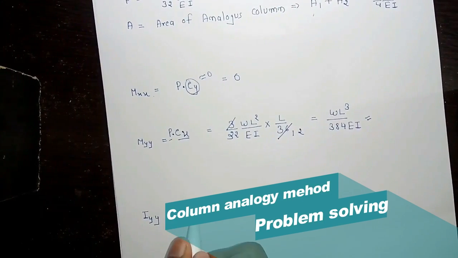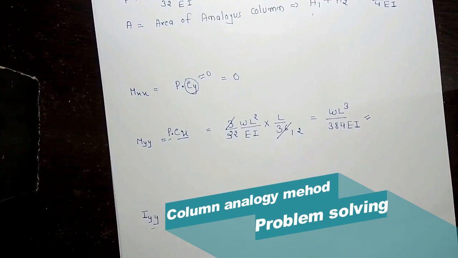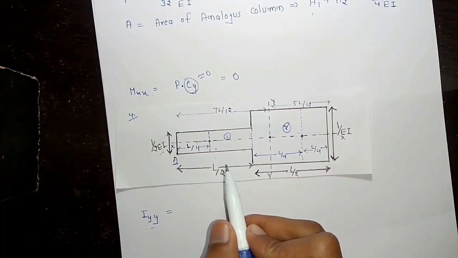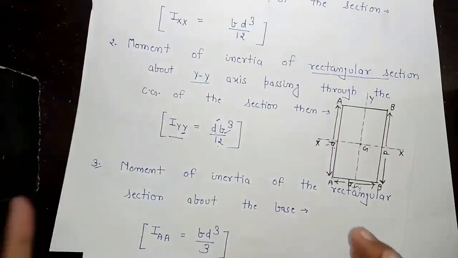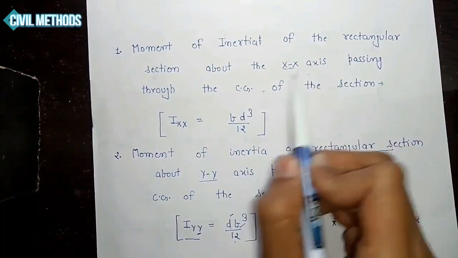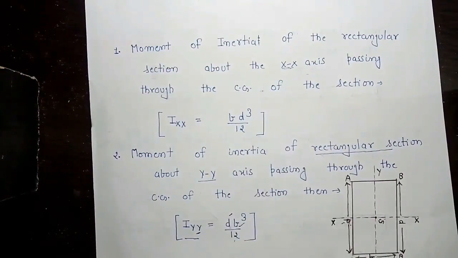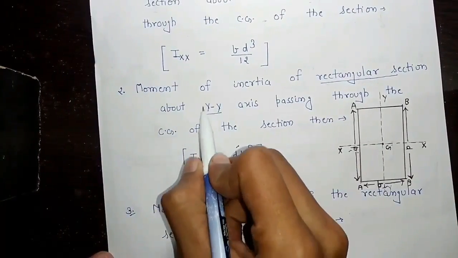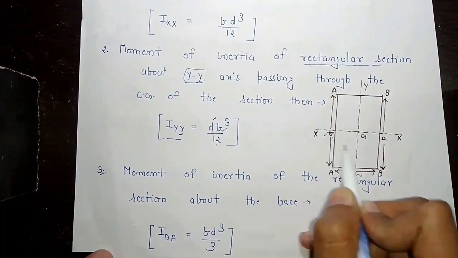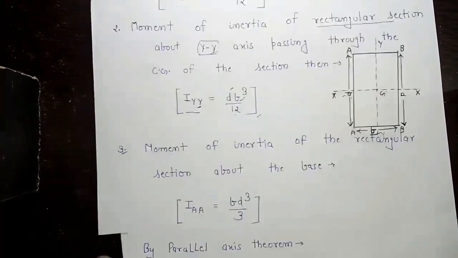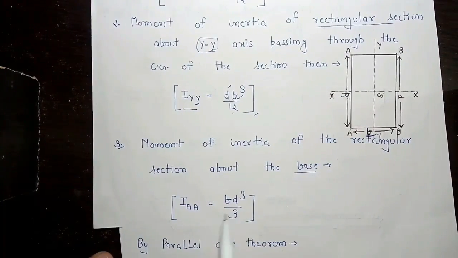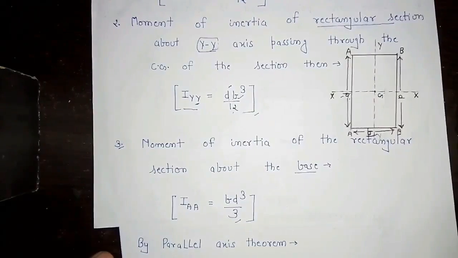Now Iyy, the moment of inertia about the YY axis, because there are two rectangles in the plan of the column. The moment of inertia about the x-axis for a rectangular section is given by BD cube divided by 12, and about the YY axis it is DB cube divided by 12. It is B and it is D. And the moment of inertia of the section about the base is BD cube divided by 3.